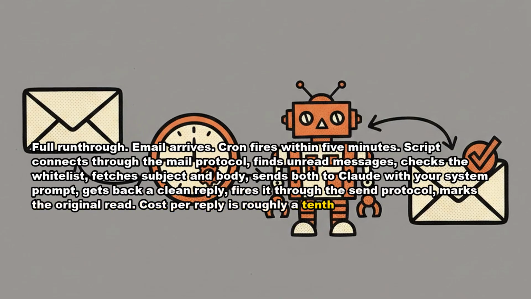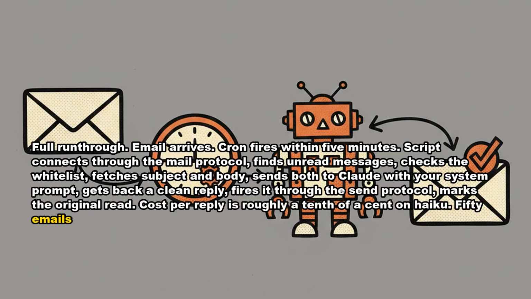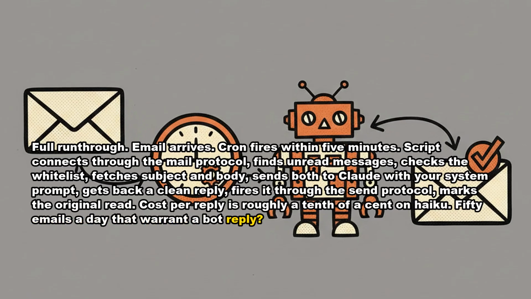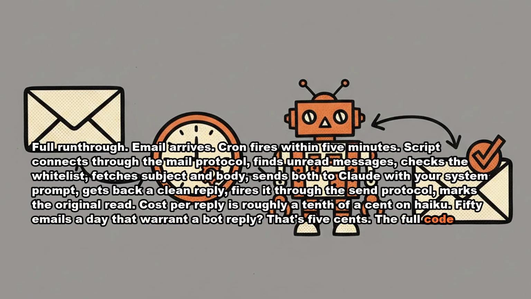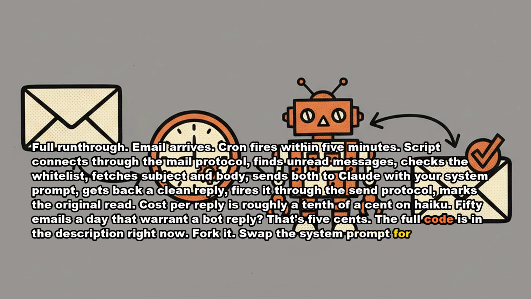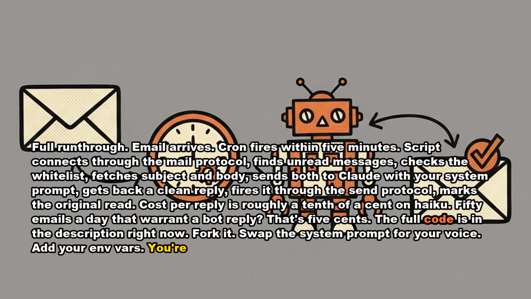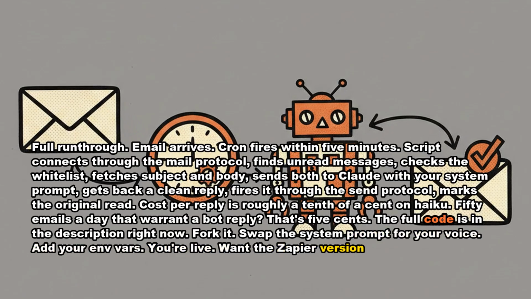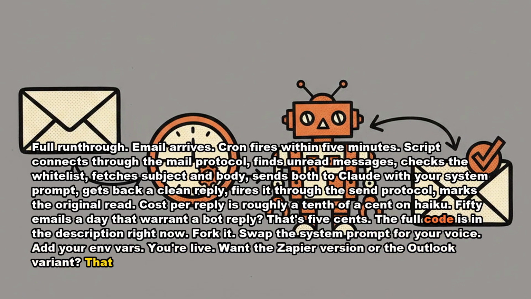Cost per reply is roughly 1/10 of a cent on Haiku. 50 emails a day that warrant a bot reply? That's 5 cents. The full code is in the description right now. Fork it. Swap the system prompt for your voice. Add your env vars. You're live. Want the Zapier version or the Outlook variant? That build is next.